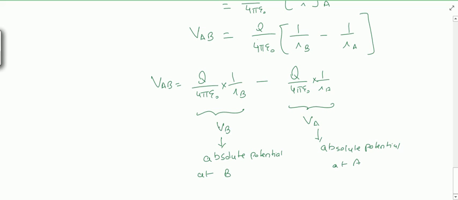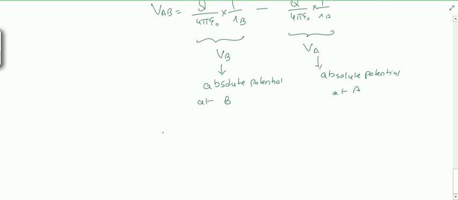So what are these absolute potentials? Absolute potential is the potential difference between the point which I am considering, suppose the absolute potential at B, and a reference point that is present at infinity. So this is the potential at point B with reference to potential at infinity, and this is the potential at A with reference to potential at infinity. So these are called absolute potentials.